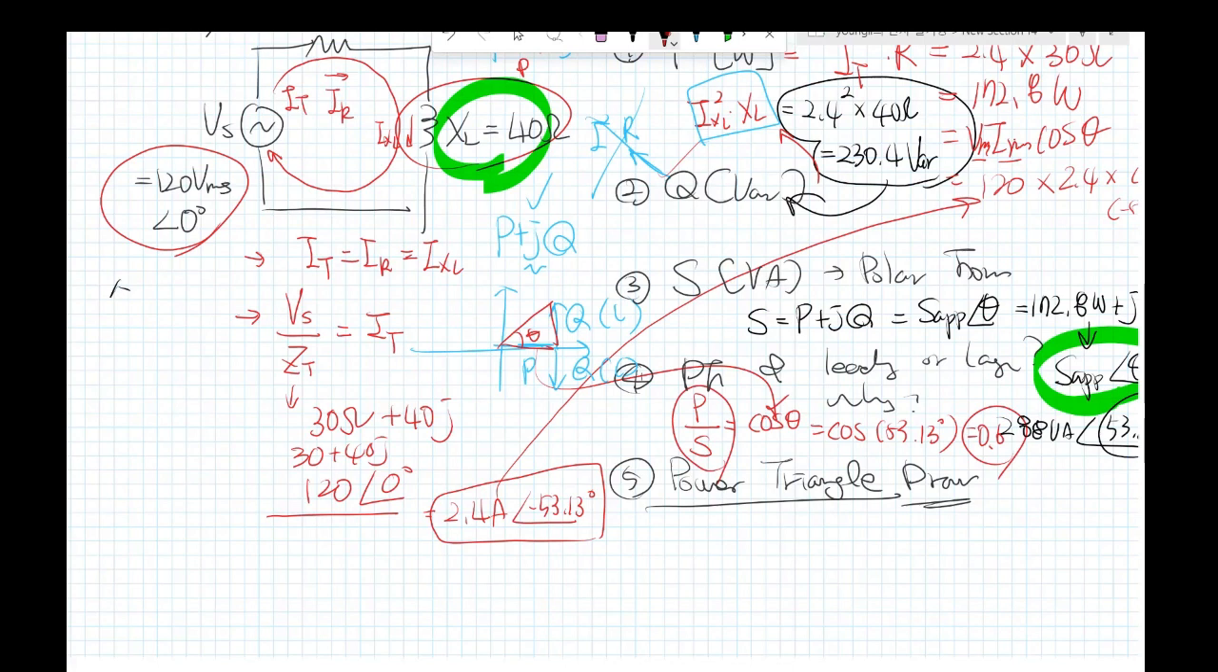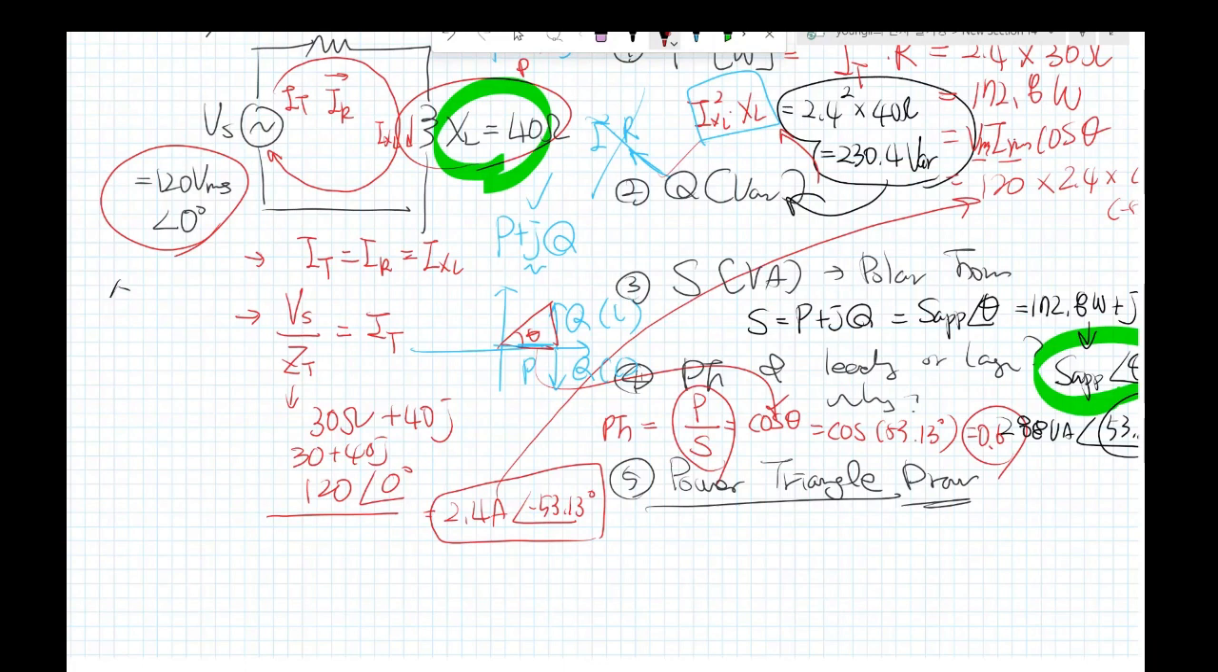I know it's a little bit confusing, but we have the future lab where we will deal with that. Any questions so far? That was the power factor.